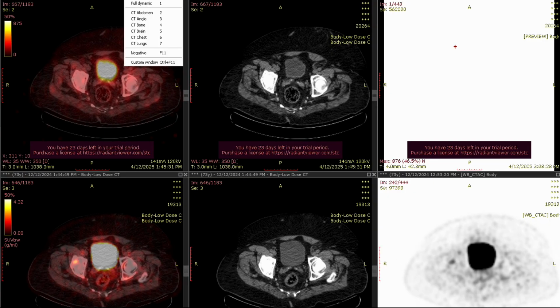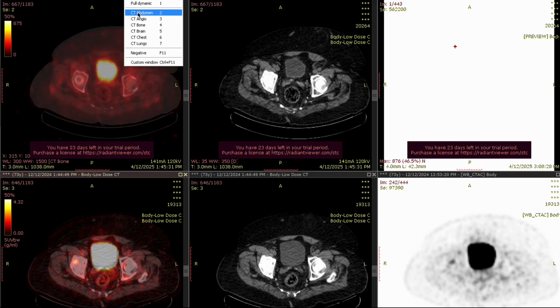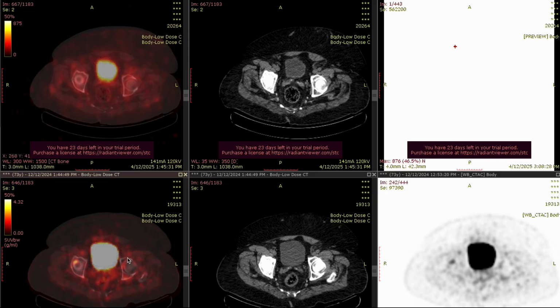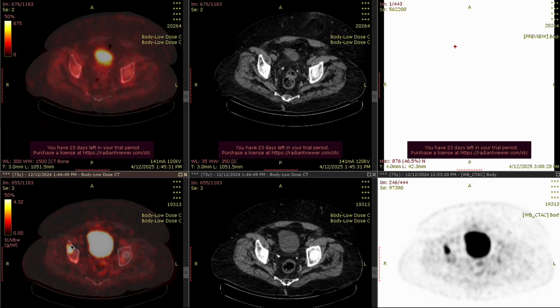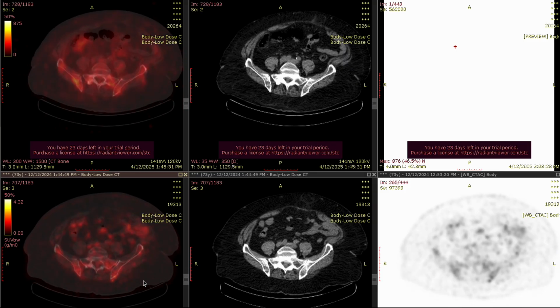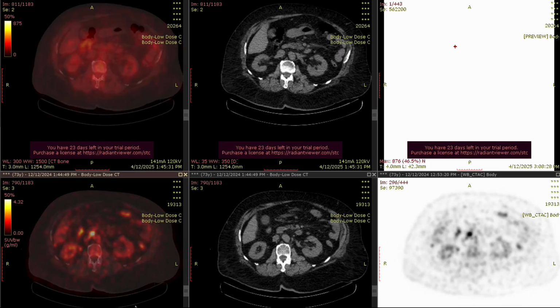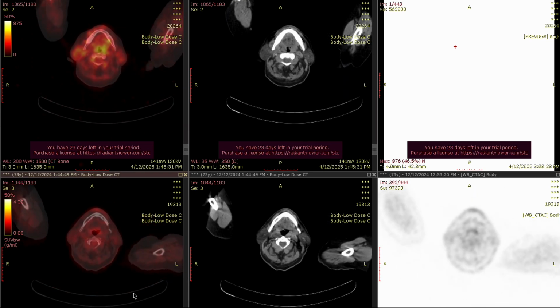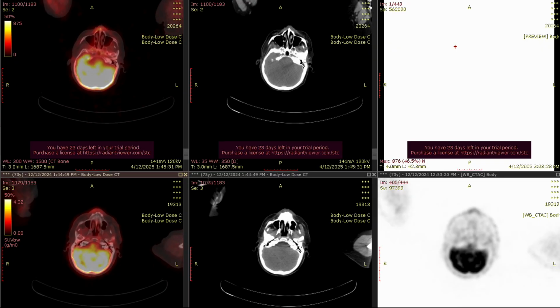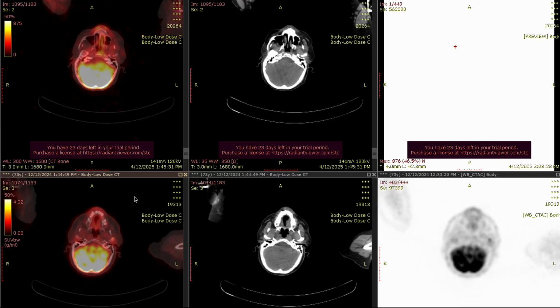So let's go to the musculoskeletal system. In the previous scan, the staging scan, there are multiple bone and bone marrow lesions, like here and here, vertebrae, ribs, and left condyle of the mandible.